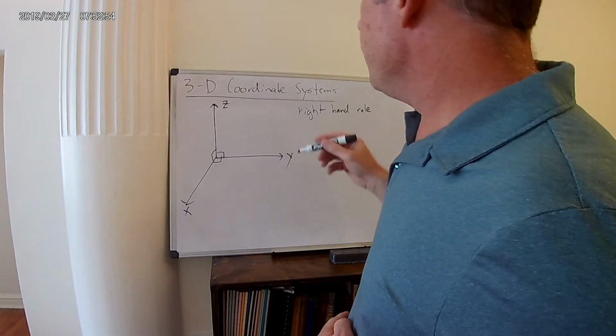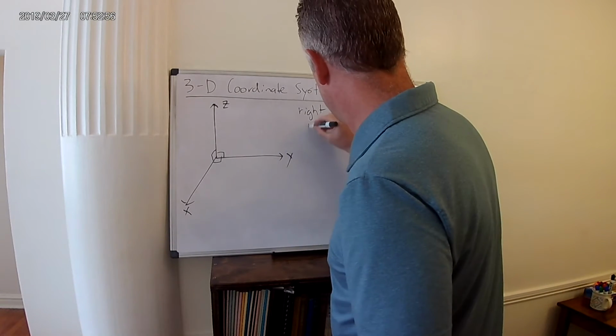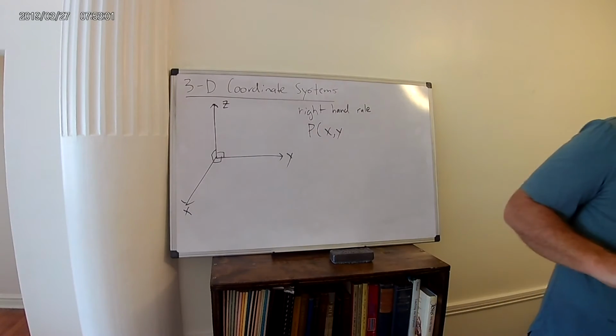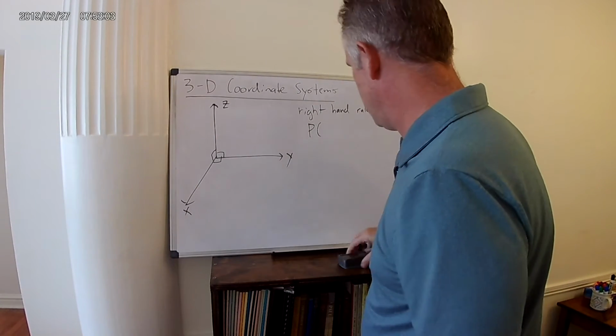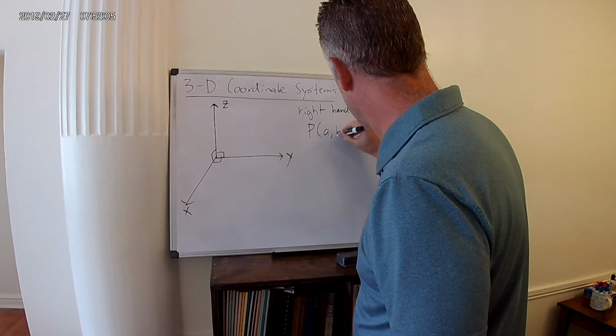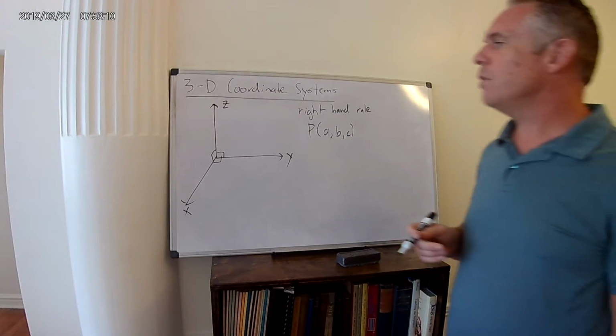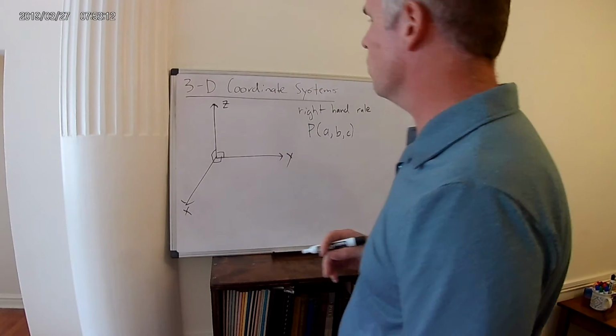Now, a question arises here. How do we locate a point? x, y, z. Or let's call this a, b, c, point (a, b, c). Let's suppose we have a point in 3-space. How do we locate this point on our three-dimensional coordinate system?